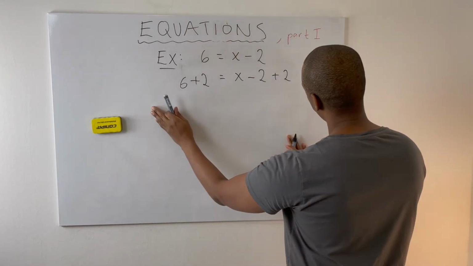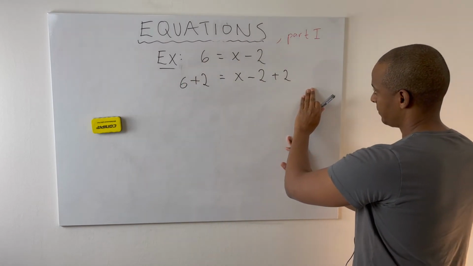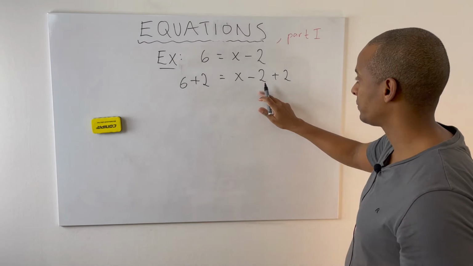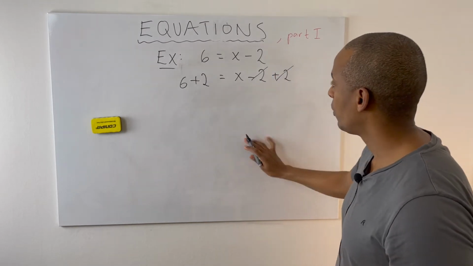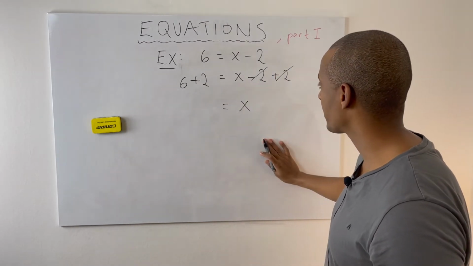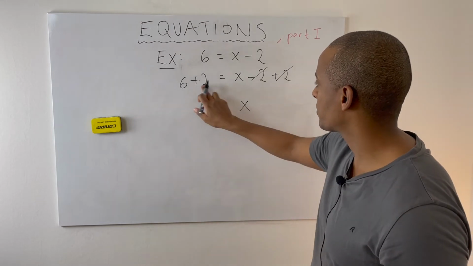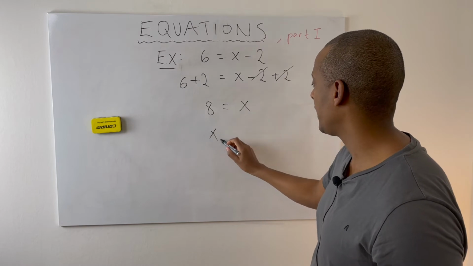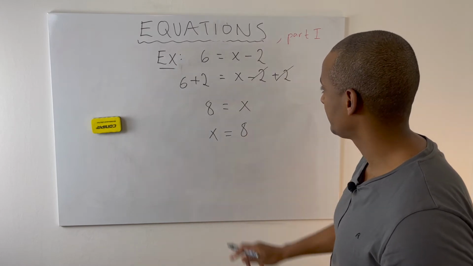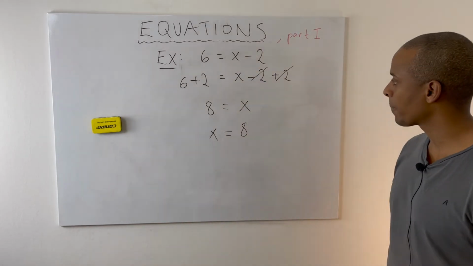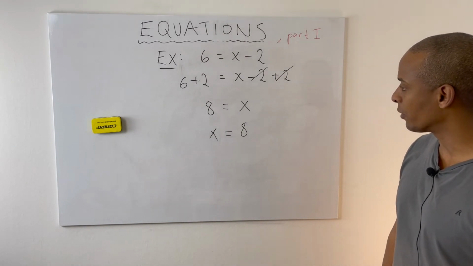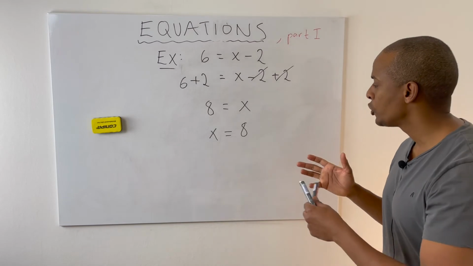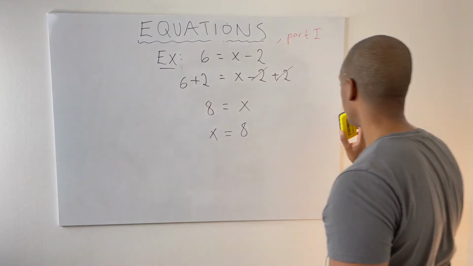So if I add 2 on the left-hand side, I add 2 on the right-hand side, right? Now these two things cancel each other out, right? So we only have x on one side. On this side we have 6 plus 2, that's equal to 8. So we have that x is equal to 8. Okay? Straightforward. This should be easy now, guys. So we are solving equations by adding and subtracting numbers, right?